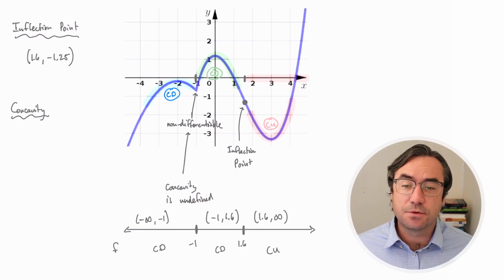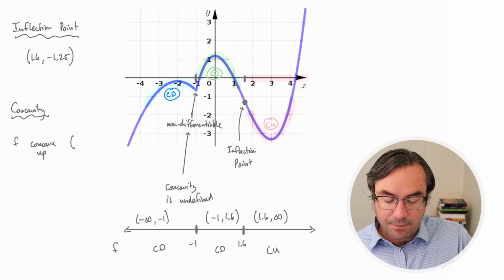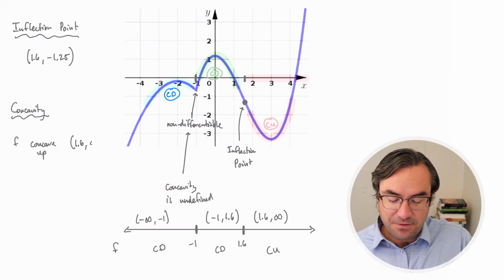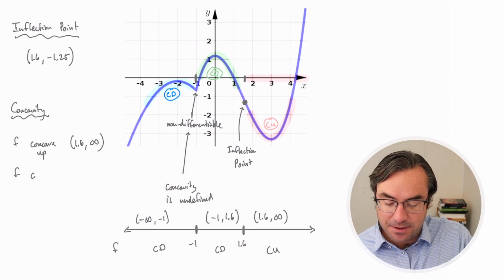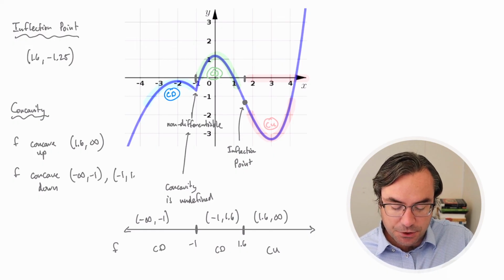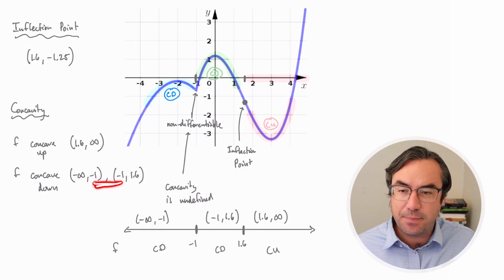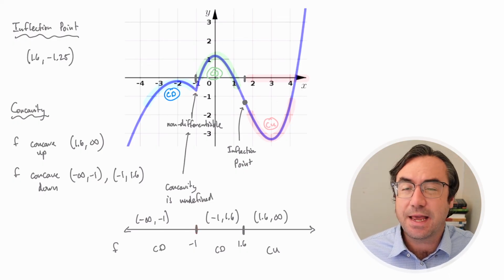So we can write down our intervals of concavity now. So f is concave up, and we found it concave up on one interval, 1.6 comma infinity. And then we found that it was concave down on 2 intervals. And we've got to split these up. So we have to go from minus infinity to minus 1, and from minus 1 to 1.6. So we have to split them up at -1, because at -1, this graph does not really have any concavity.